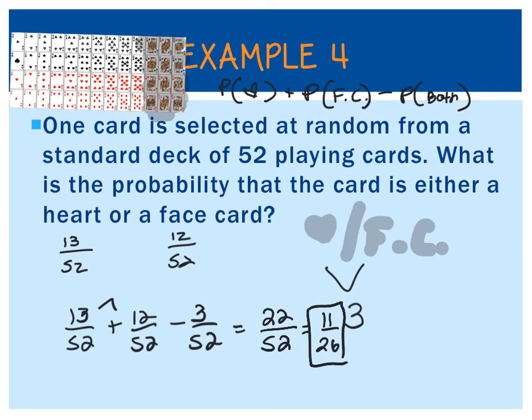Questions so far? Yep. That's if it's a heart and a face card. So there's 3, right? That would be both hearts and face cards. Can it be both at the same time? So can a card be a heart and a face card? The answer is yes. That's not mutually exclusive, so you have to subtract at the end. If it didn't matter, if I said red or black, it can't be both, then it's mutually exclusive.